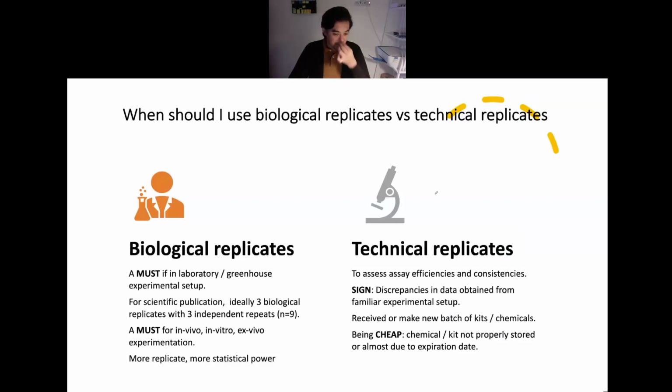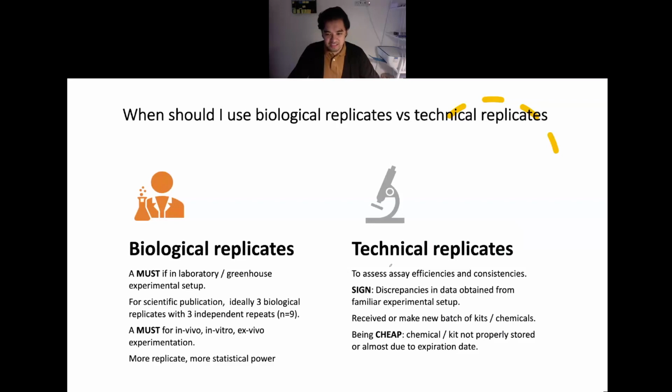By having more replicates, you get more statistical power, and more statistical power allows you to reject your null hypothesis and also avoid committing a false positive finding. And the technical replicate is there to assess your assay efficiencies. So if you are using PCR, or for example you count the number of cells 3 times, those are the technical replicates. These measure your efficiencies and the consistency in the findings.